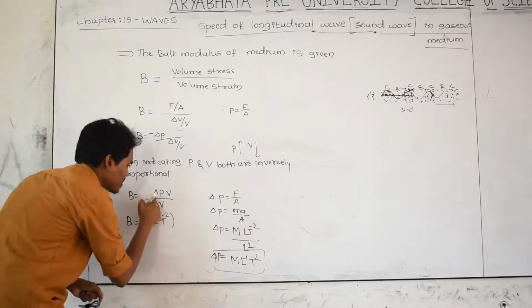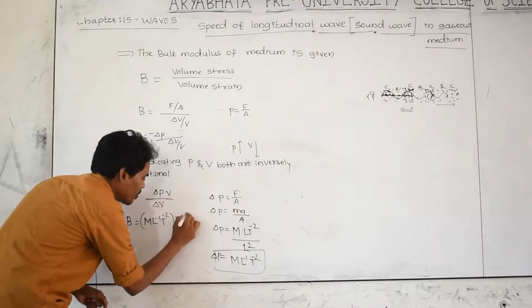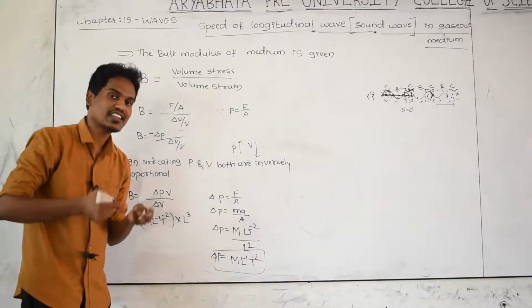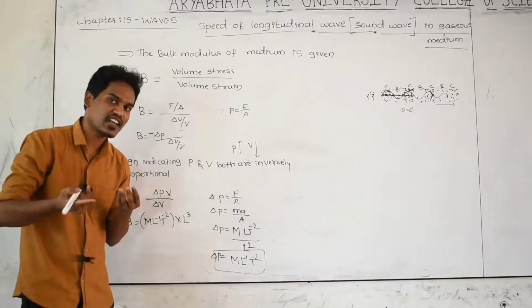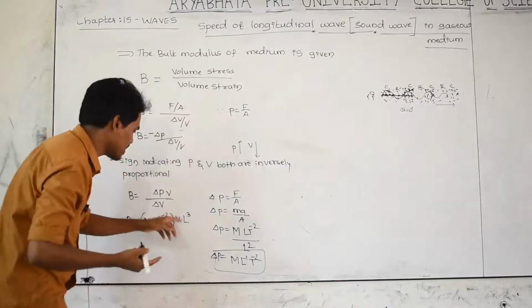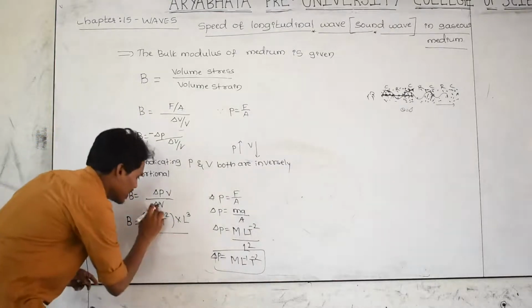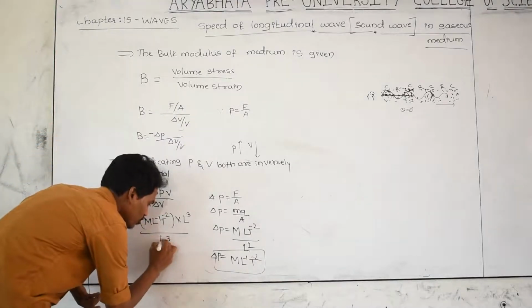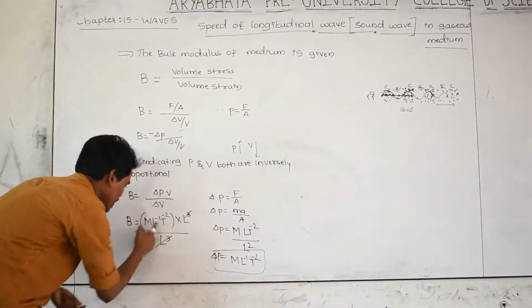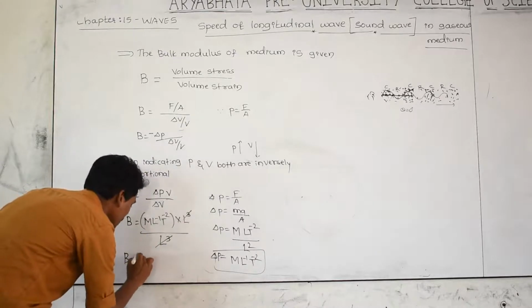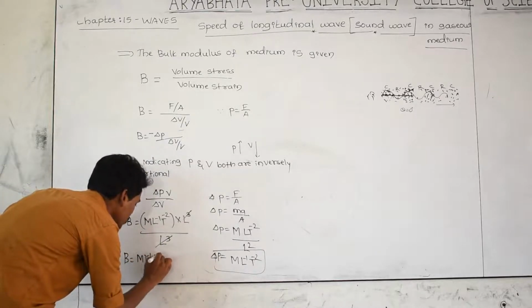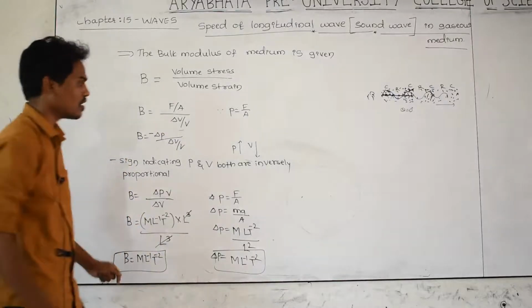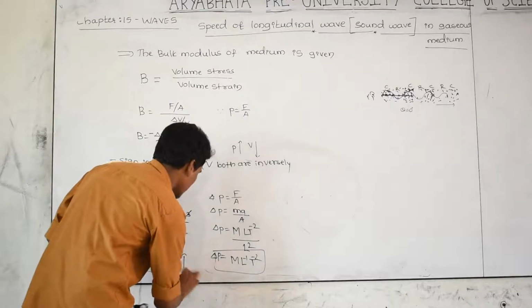Delta P can be written as M L raised to minus 1, T raised to minus 2. This is pressure. What is volume? Length into breadth into height. Length is L, breadth is L, height is L, that is L cube, divided by delta V, that is also volume, dimensional formula again L cube, getting cancelled. And bulk modulus is equal to M L raised to minus 1, T raised to minus 2. This is the dimensional formula of bulk modulus. Let us take it as equation number 1.